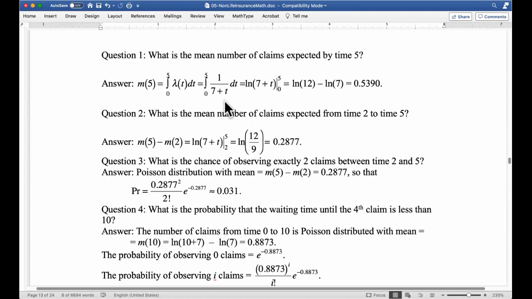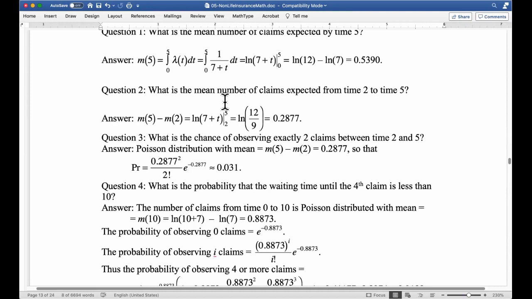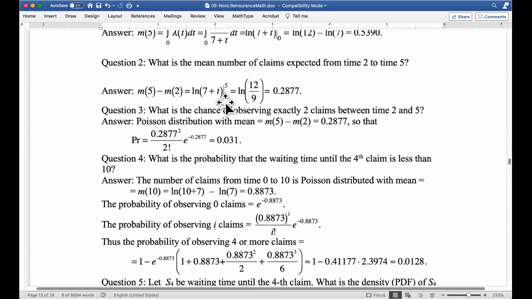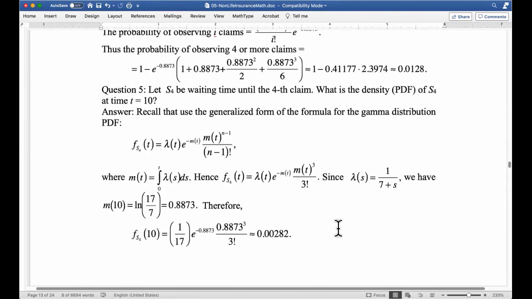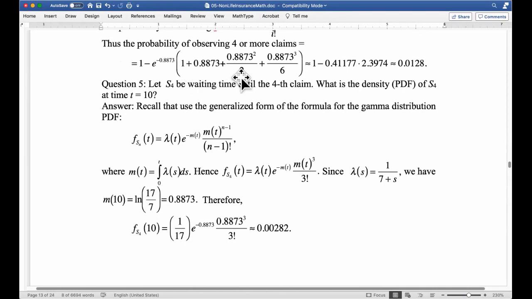And what is the probability that the waiting time until the 4th claim is less than 10? Well, the number of claims from time 0 to 10 is Poisson distributed with mean m of 10, which is the natural logarithm of 10 plus 7, from the form of the calculation we did before, minus the natural logarithm of 7, and that's 0.8873. The probability of observing 0 claims is e to the minus lambda with this lambda. The probability of observing i claims is lambda to the i over i factorial times e to the minus lambda. So the probability of observing 4 or more claims is 1 minus the probability of observing 0, 1, 2, or 3 claims. And that's approximately equal to 0.0128.